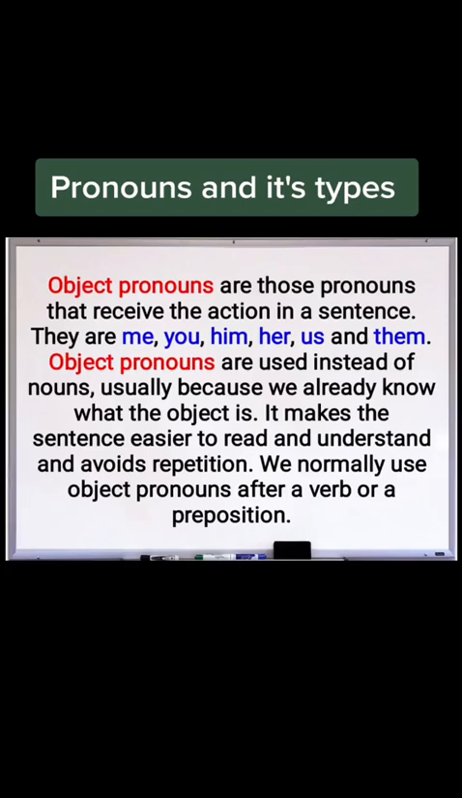Object pronouns are those pronouns that receive the action in a sentence. They are me, you, him, her, us, and them. Object pronouns are used instead of nouns, usually because we already know what the object is. It makes the sentence easier to read and understand and avoids repetition. We normally use object pronouns after a verb or a preposition.